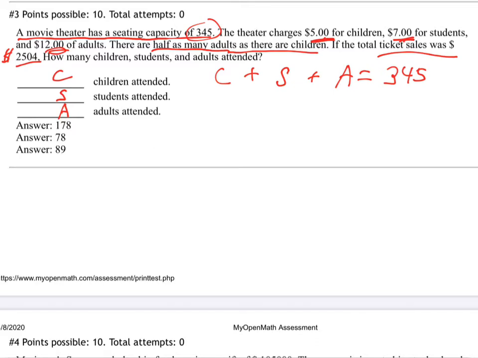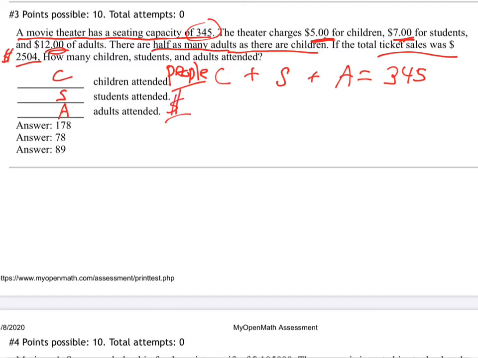And I guess I'm assuming they filled it up. They never said that. They should have said the movie theater was packed to capacity, right? Because otherwise, how can we figure out this problem? We're assuming that, so they should have said that really. So that's just people. That's just total people filling up the theater.